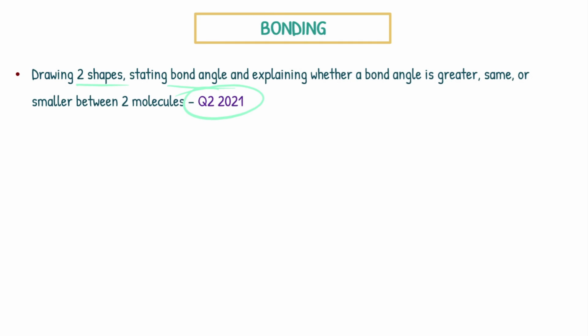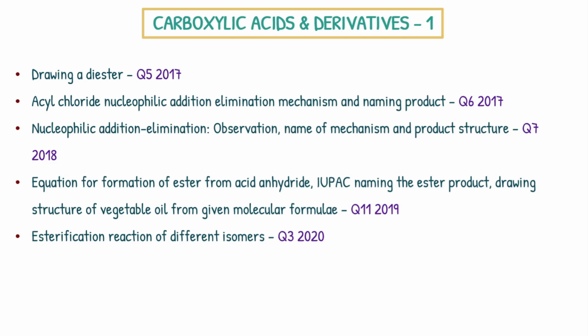All right, this is where we get into a very, very long topic. Carboxylic acids and derivatives. There's a lot going on here. What do we have to do? You have to be able to draw a diester, okay? Acyl chloride nucleophilic addition-elimination mechanism and naming the product. A very common mechanism for this topic, nucleophilic addition-elimination. Obviously, you can only do it with acyl chlorides. They're not going to ask you for acid anhydrides. That's not in the spec. You do need to know the reactions for acid anhydrides, but you're all good when it comes to the mechanism.